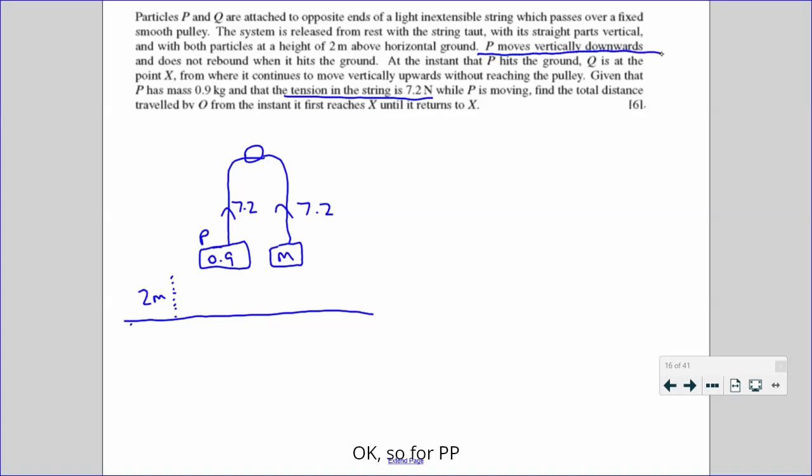Okay, so for P is going down, right? Because they've told you in the question. So down minus up equals MA. Now, going down is the weight, 0.9 times 10, which is 9. So down minus up equals MA, 1.8.